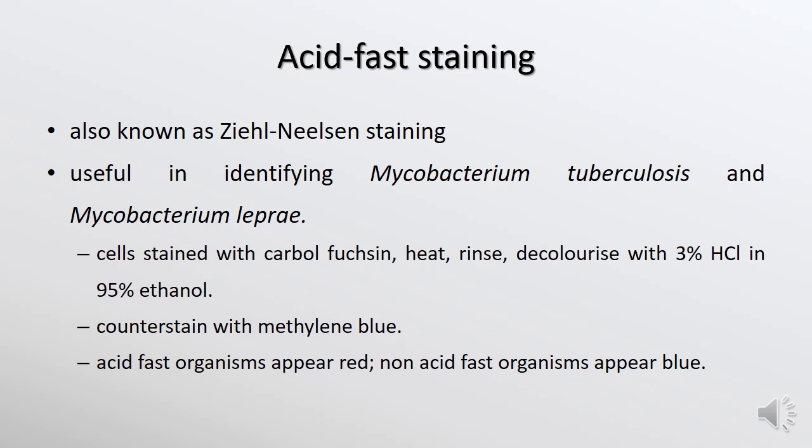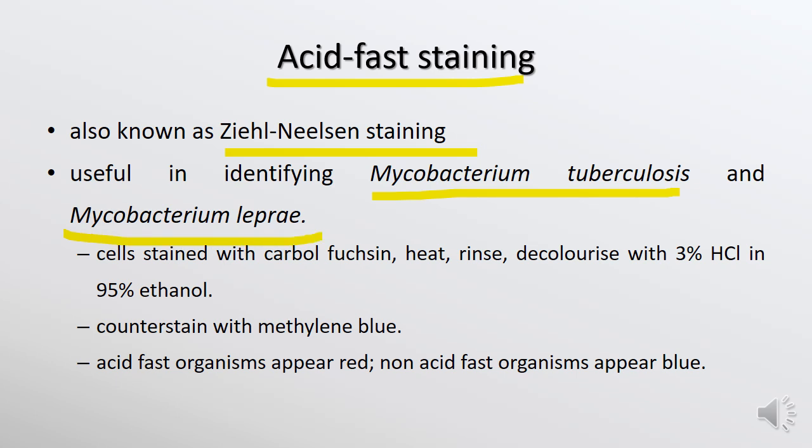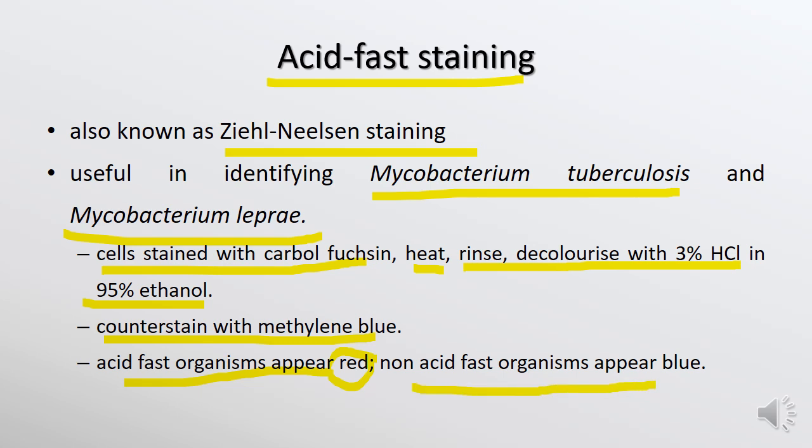Okay, the second one is the acid-fast staining, also known as Ziehl-Neelsen staining, and it is usually used to identify Mycobacterium tuberculosis, which causes tuberculosis, and Mycobacterium leprae, which causes leprosy. Usually the cells are stained with carbol fuchsin, and then we heat the smear, and then we rinse with decolorizer, 3% hydrochloric acid, and finally rinse with 95% ethanol. After that we counterstain with methylene blue. The acid-fast bacteria, Mycobacterium tuberculosis and Mycobacterium leprae, will appear red, while the non-acid-fast organisms will appear blue.